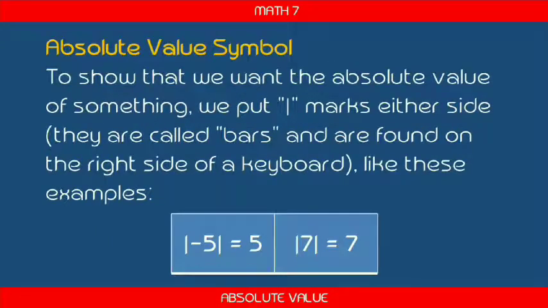Absolute value symbol. To show that we want the absolute value of something, we put a vertical line on either side. They are called bars and are found on the right side of a keyboard, like this example. The absolute value of negative 5 is equal to 5. The absolute value of 7 is equal to 7.